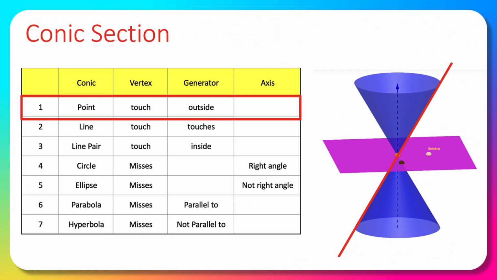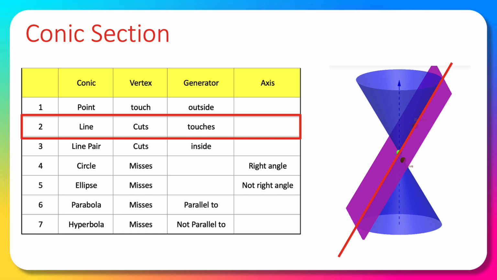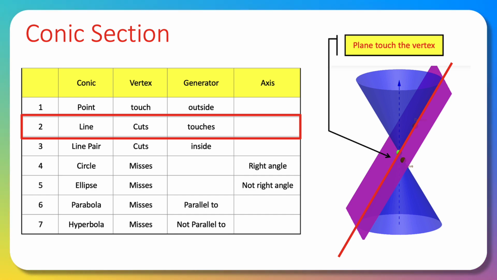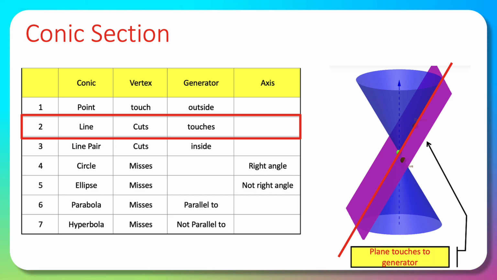A point. A point is a conic section obtained by the intersection of a cone and a plane in which the plane touches the vertex and the plane is outside the generator, meaning outside the directrix. It is also the limiting form of an ellipse. A line. A straight line is a conic section obtained by the intersection of a cone and a plane in which the plane touches the vertex and the plane touches the generator. Meaning the plane is tangent to the cone. It contains exactly one generator of the cone. It is also the limiting form of a parabola.